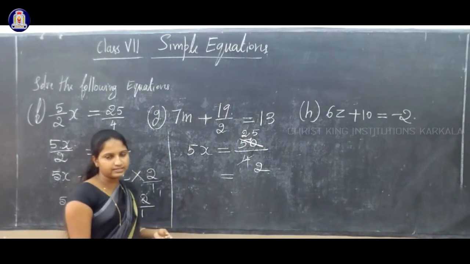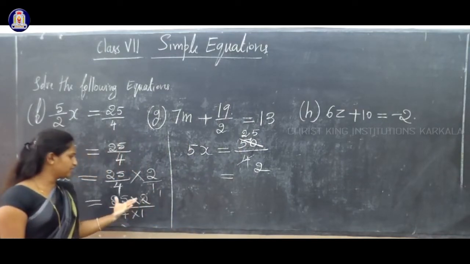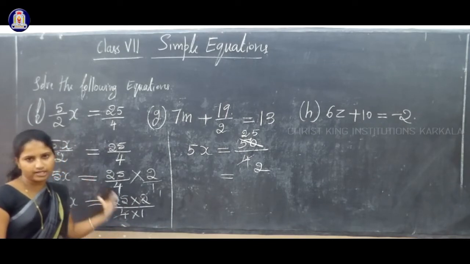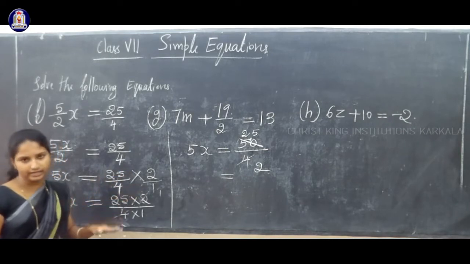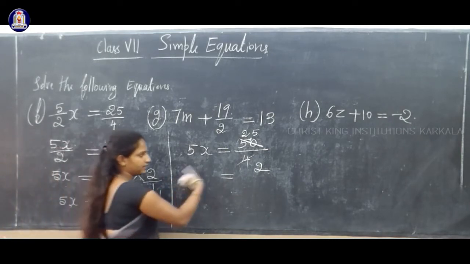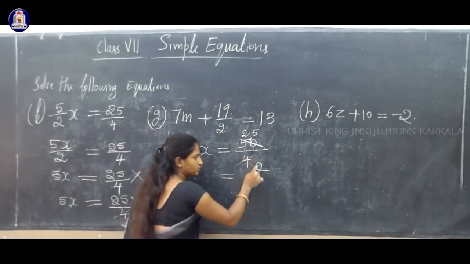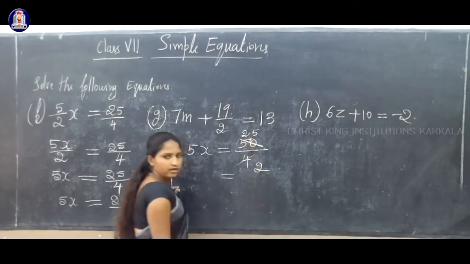So 2 25s are 50. So here we can simplify, then we can write the answer directly. Or you can first multiply, then you can divide. Here we multiply, then we are dividing this sum. See, 2 2s are 4, 2 25s are 50.